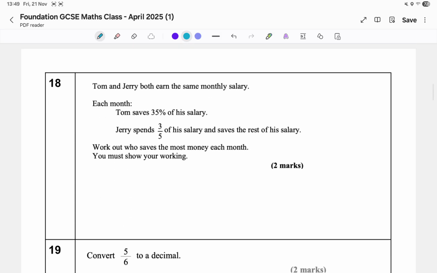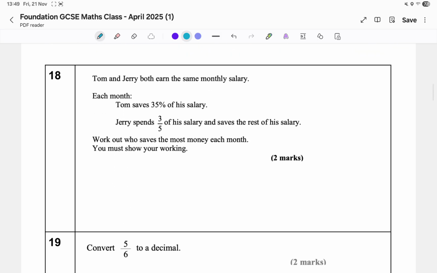Next question. Tom and Jerry both earn the same monthly salary. Each month, Tom saves 35% of his salary. Jerry spends 3/5 of his salary and saves the rest. Again, fraction. So if he spends 3/5, he's going to save 2/5. Because the total is 5/5, which is one whole. So you always work out the difference to work out the opposite.